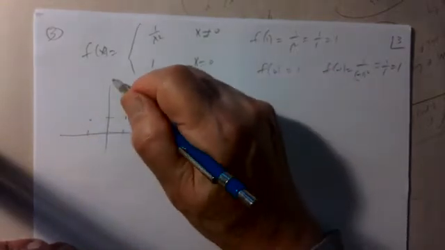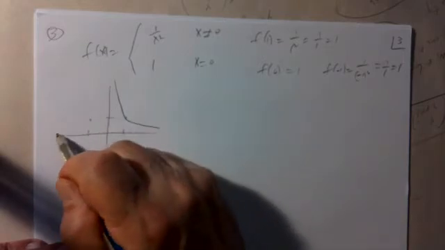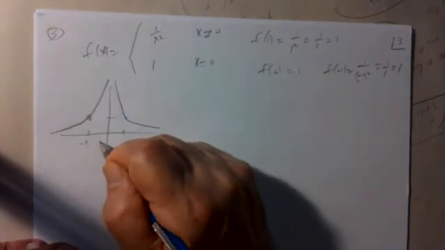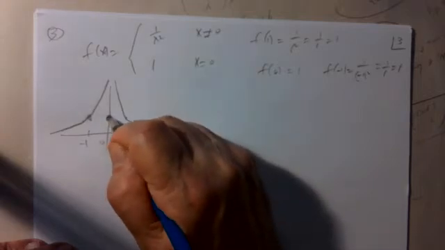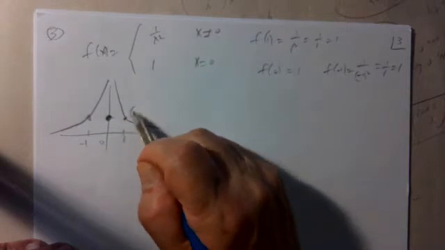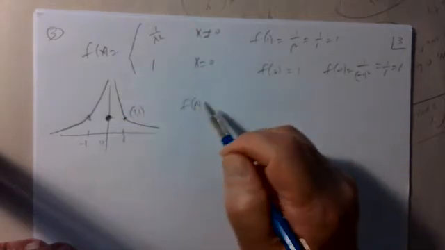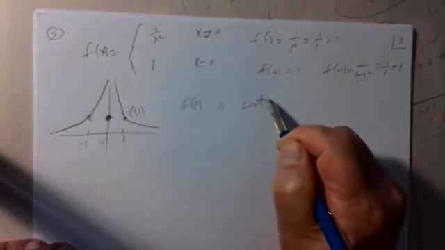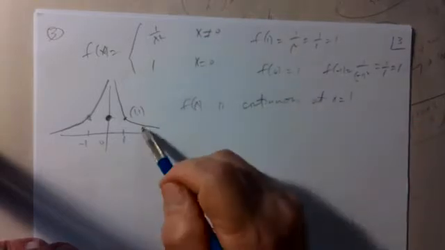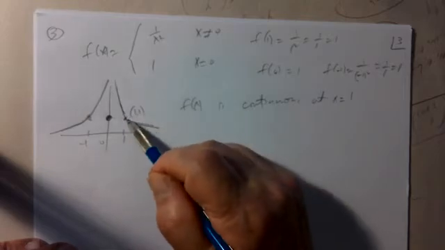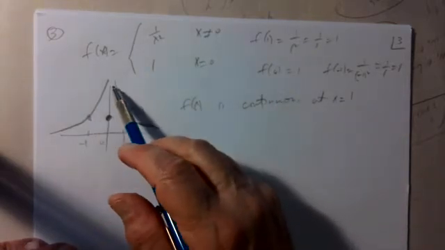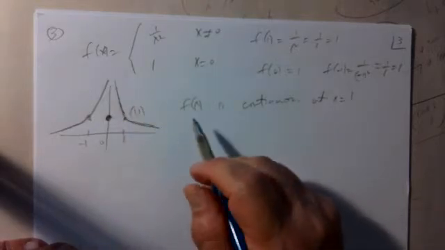The graph of 1 over x squared looks like this. And it's set to be equal to 1 at 0. So here's the point 1, 1. This function is continuous at x equal to 1, because as you approach 1 from the right or the left, the function value approaches 1. But as you approach 0 from the right or the left, the function goes to infinity. The limit doesn't exist at all.